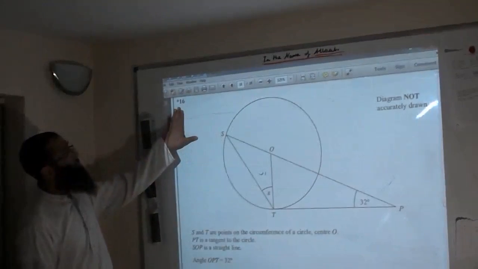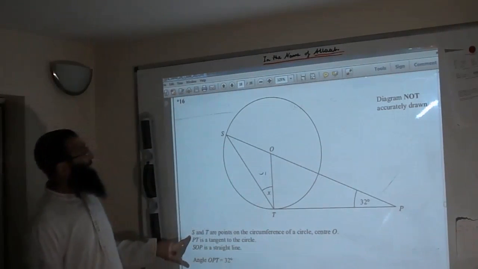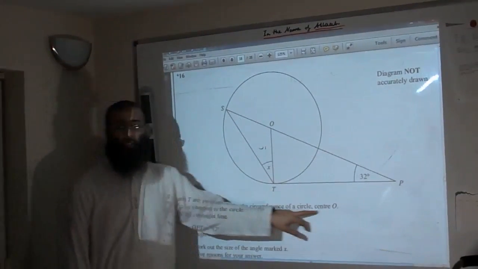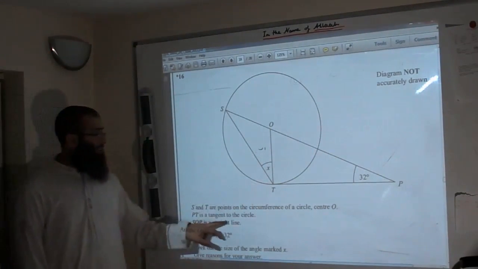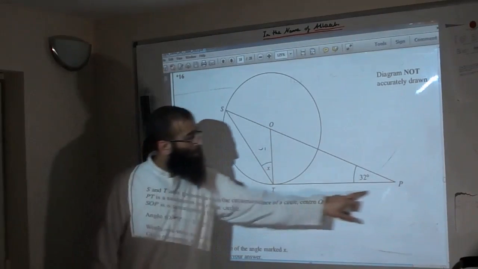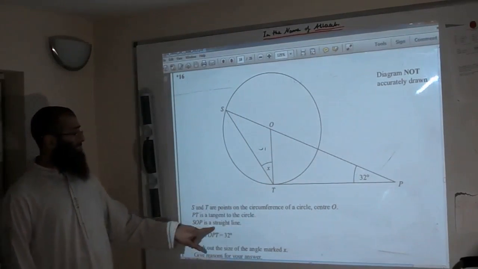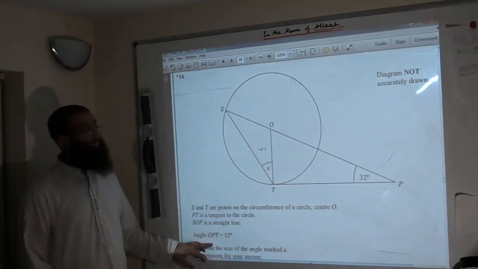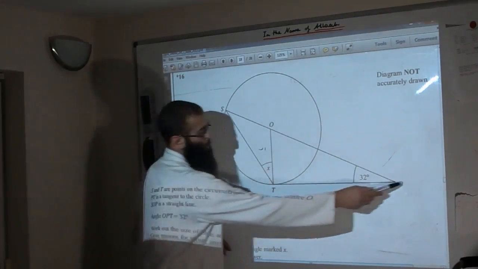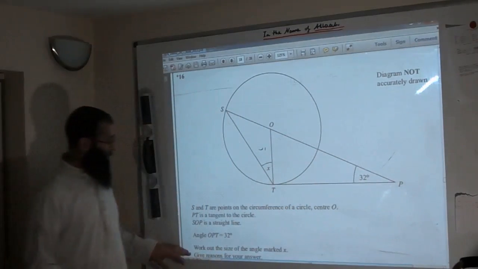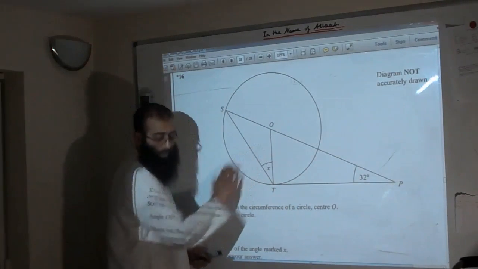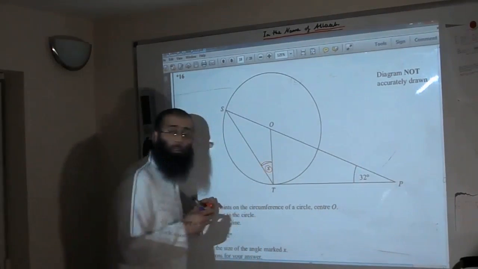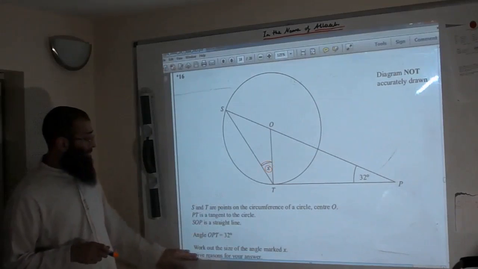Okay, ready? Right. Question number 16. S and T are points on the circumference of a circle, center O. PT is a tangent to the circle. Here they are. Tangent. SOP is a straight line. Okay, angle OPT is 32 degrees. OPT, that one is 32 degrees. Work out the size of angle marked X. So what we're trying to work out here is this angle here. Now, give reasons for your answer.